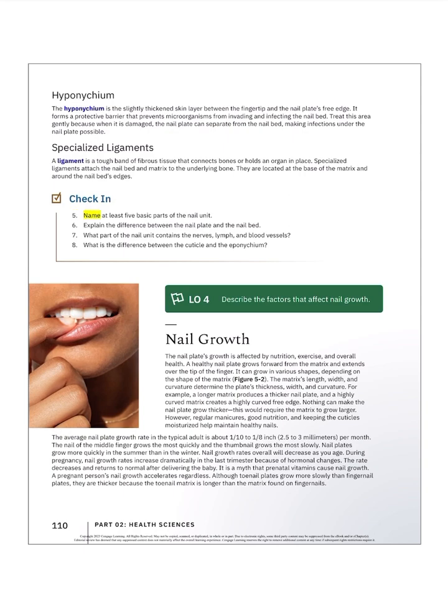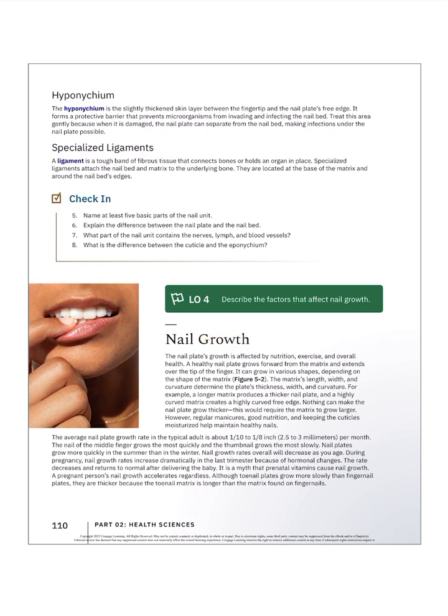Check-in. 5. Name at least 5 basic parts of the nail unit. 6. Explain the difference between the nail plate and the nail bed. 7. What part of the nail unit contains the nerves, lymph, and blood vessels? 8. What is the difference between the cuticle and the eponychium? LO 4. Describe the factors that affect nail growth.